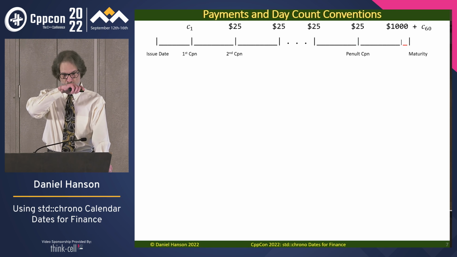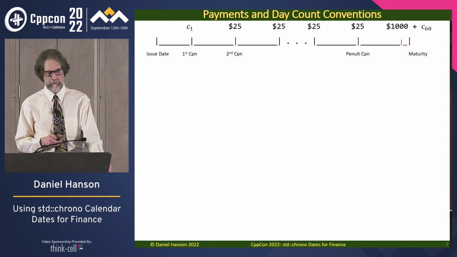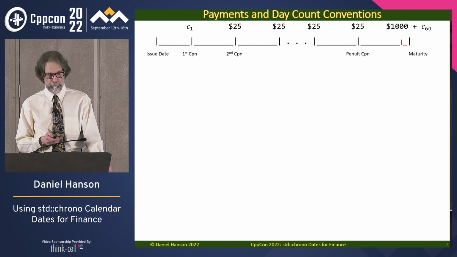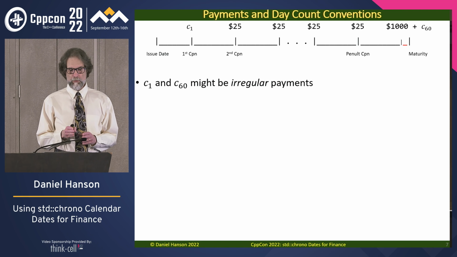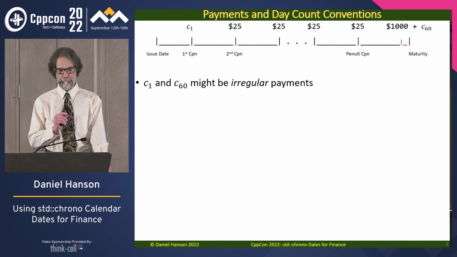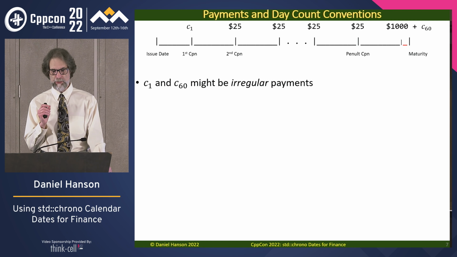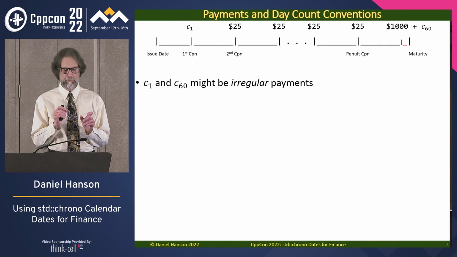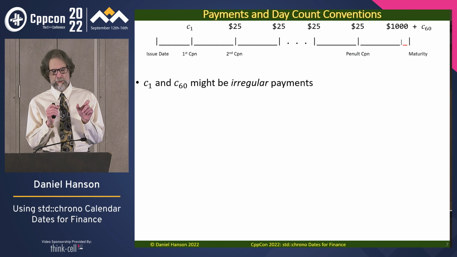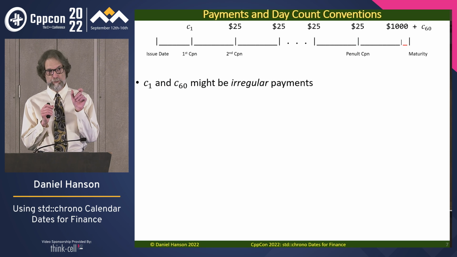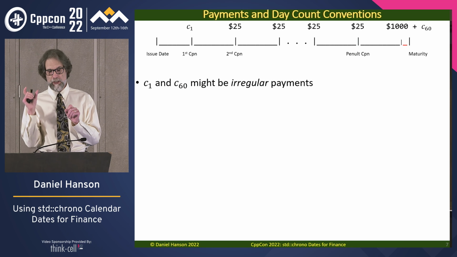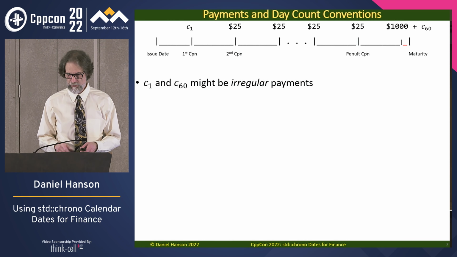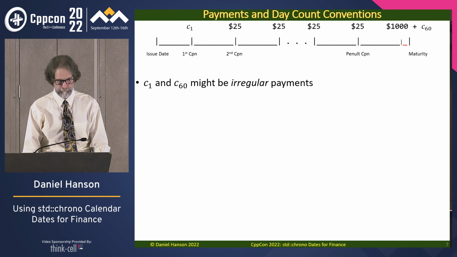Okay, a little bit about the irregular payments and what are called day count conventions. The first coupon payment date and the maturity date might fall on irregular dates. What this means is the period between issue and the first coupon date might be a little bit shorter than 6 months, and then on the tail end, it can be a little bit longer.